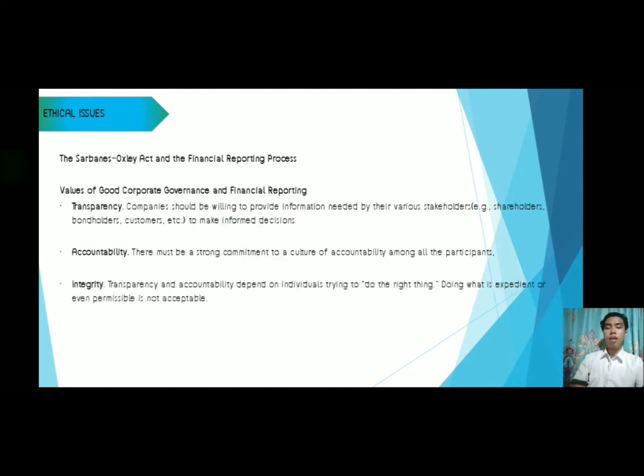Then integrity. Transparency and accountability depend on individuals trying to do the right thing. Doing what is expected or even permissible is not enough. So integrity is the foundation for the various stakeholders being able to trust the information generated by the companies.